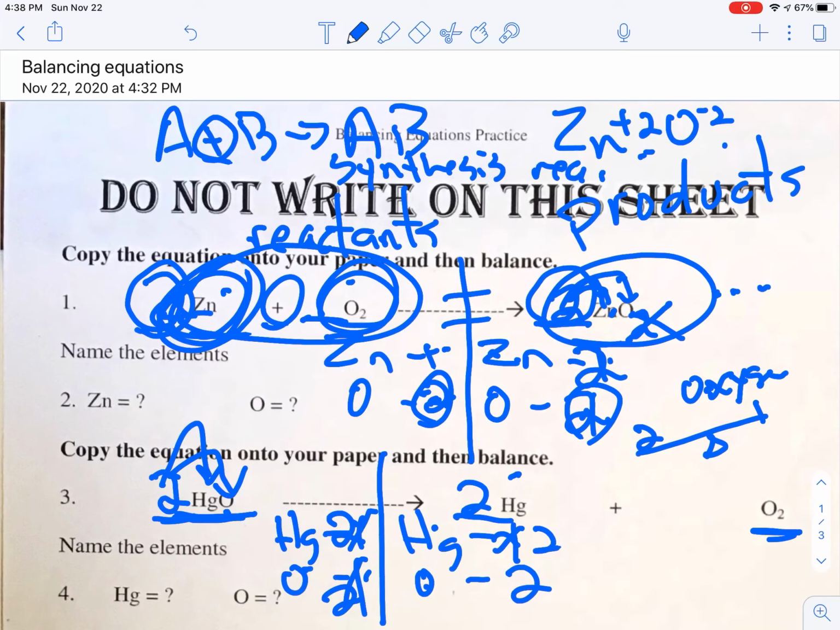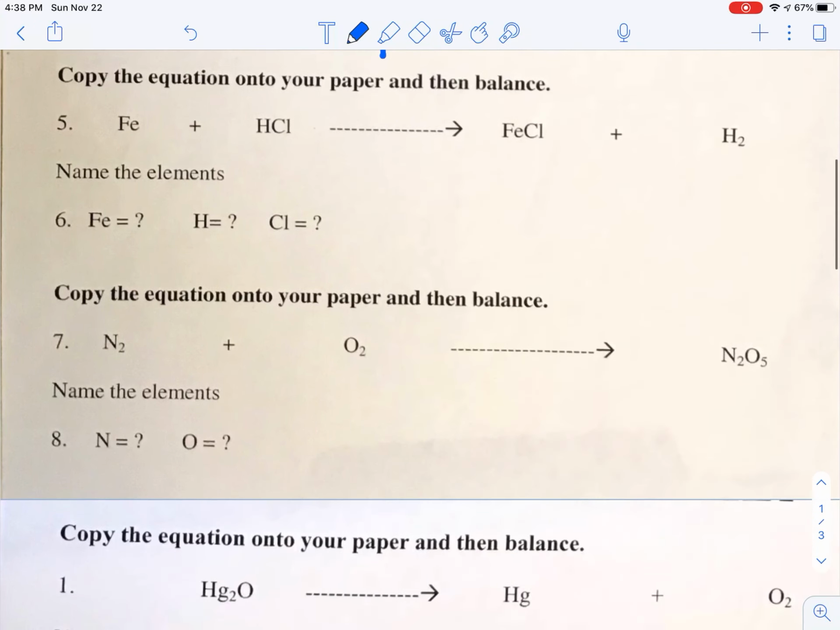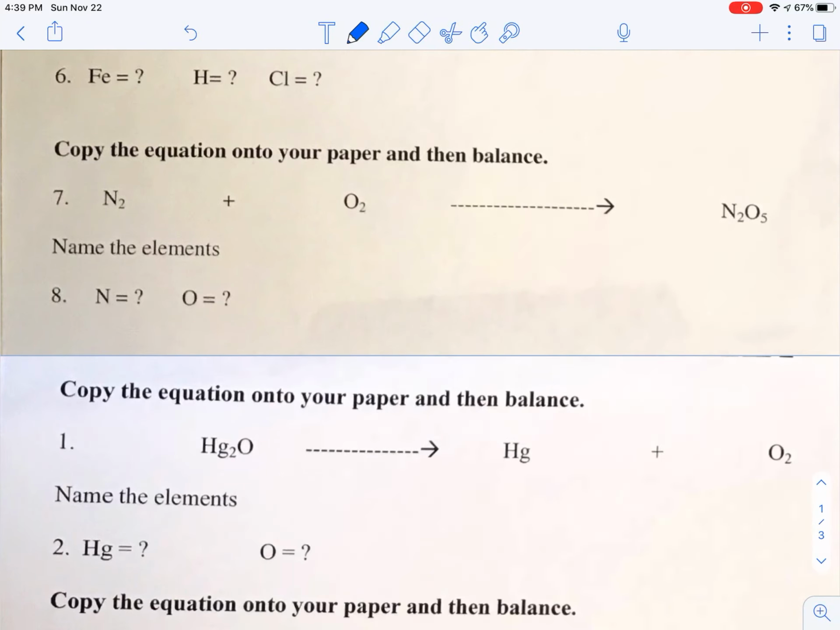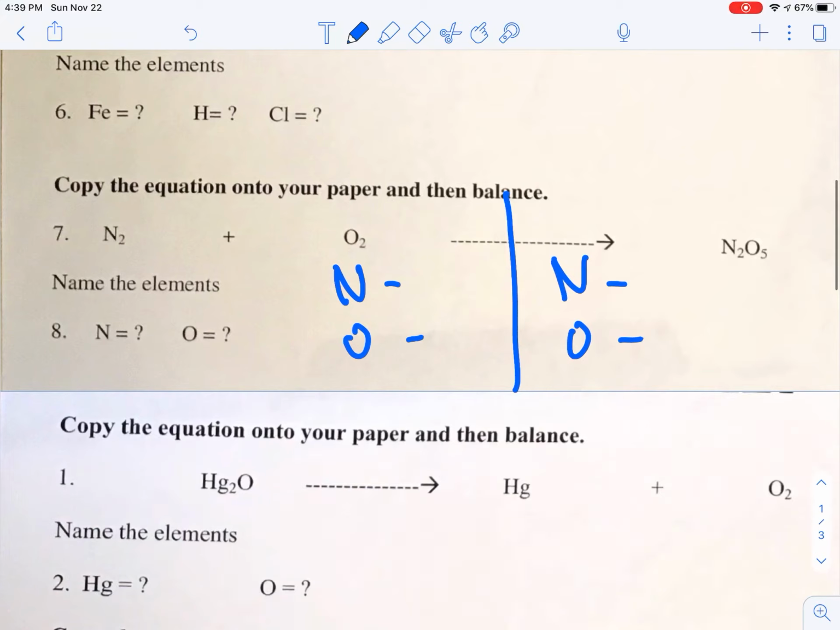This sheet is on my Canvas page, and I've just done the first couple for you. Let me do one more. We'll do this last one here for you. This time we have nitrogen and oxygen. You can have more elements than that, like number 5, there's more elements. You guys can do this. Struggle through it. All I ask is that you try. That's all I ask you to do. You can email it to me. You can ask me questions, but just try.